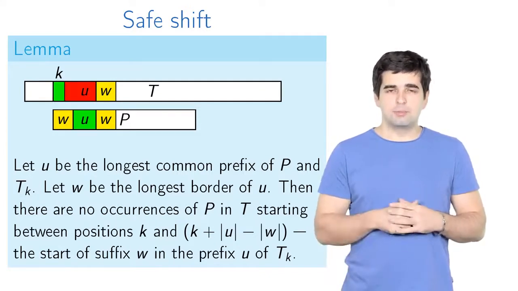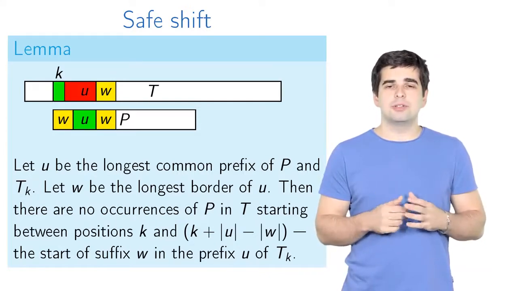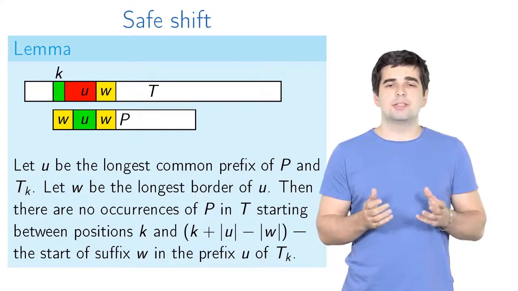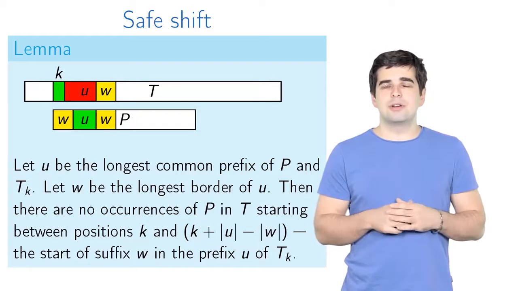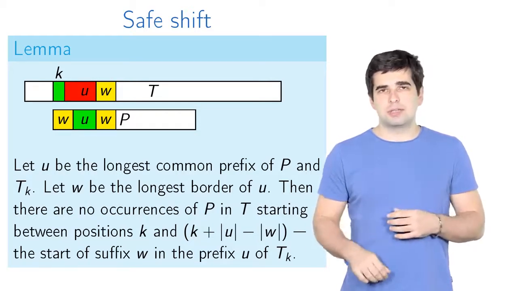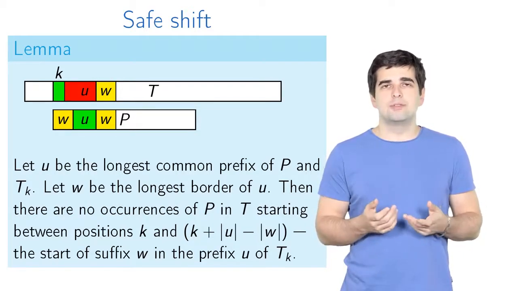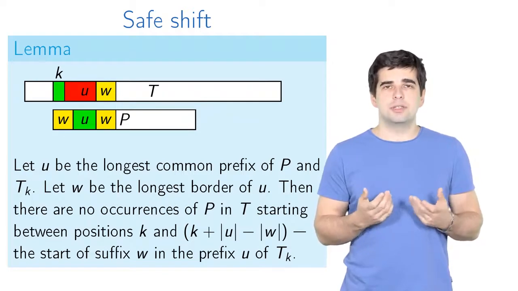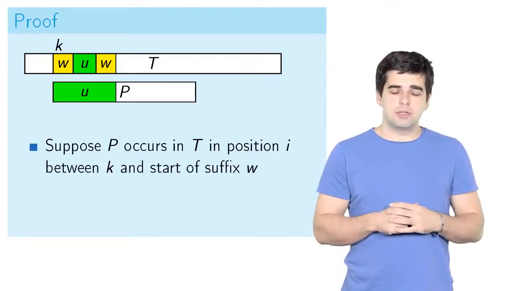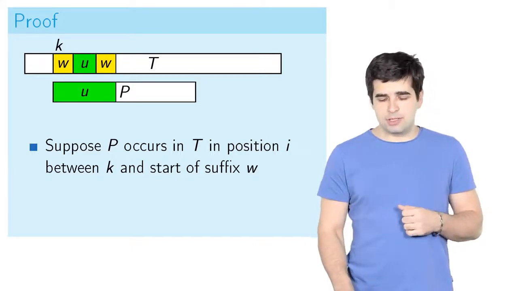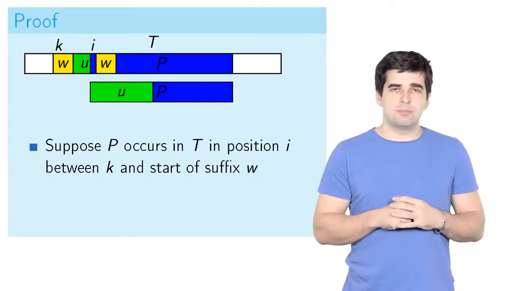And now we'll prove that there cannot be any occurrences of the pattern in the text in the red area between the current position k and the start of the right w in the text. This will prove that the shift suggested in the last video is safe. We won't miss any occurrences by shifting the pattern this way. So suppose the pattern occurs in the text in some position i between k and the start of the right w. Let's move the pattern to align with that position i.